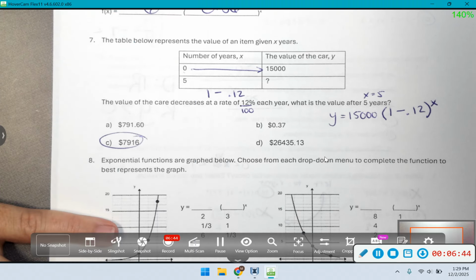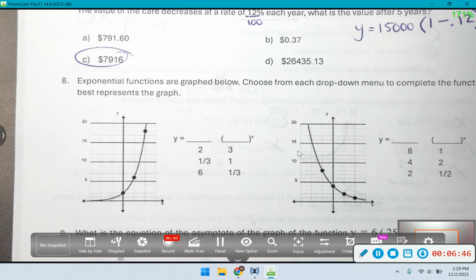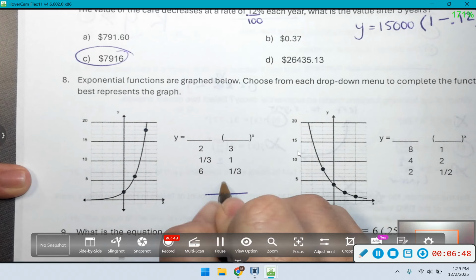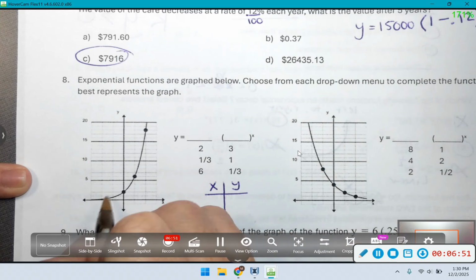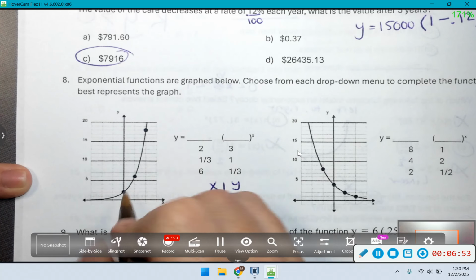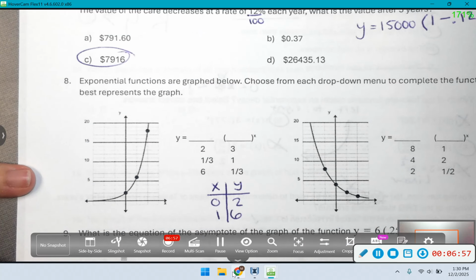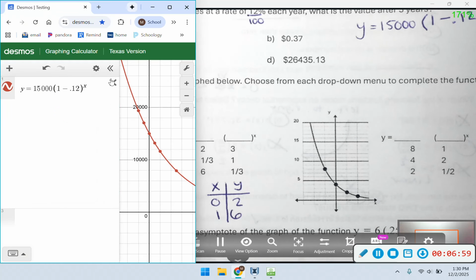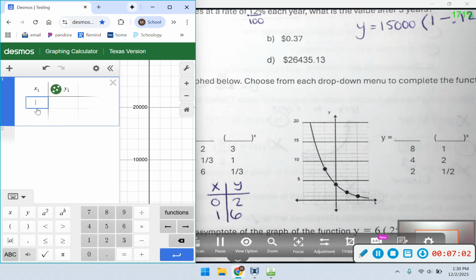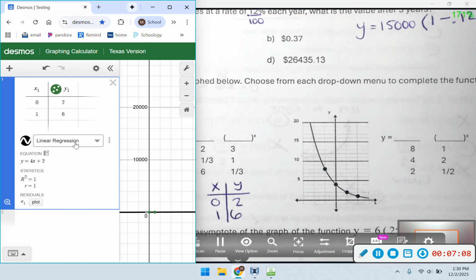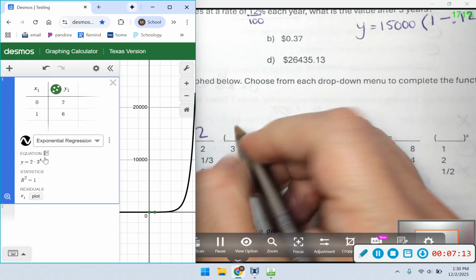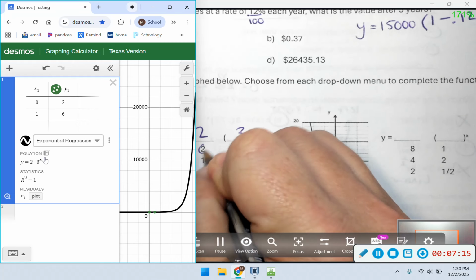Okay, let's look at number 8. Number 8, I think the best thing to do is to build a table. It gives us pretty points, so we have the point 0, 2, and then 1, 6. Okay, and we can type it in. We can press our fancy button, and it says exponential. So there's my equation. So it starts at 2, and my factor is 3.